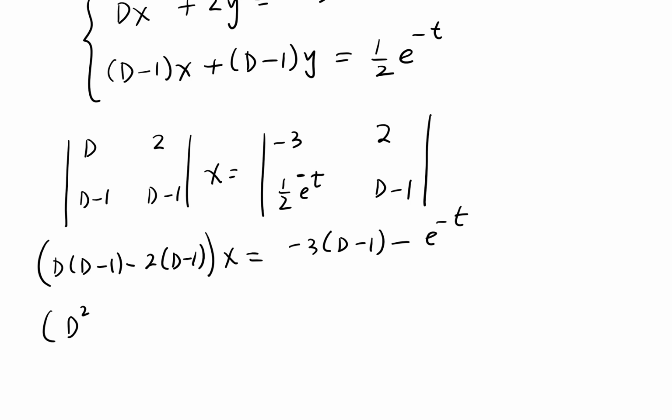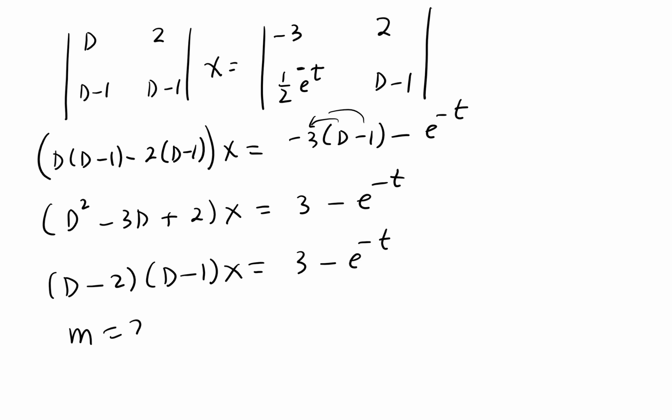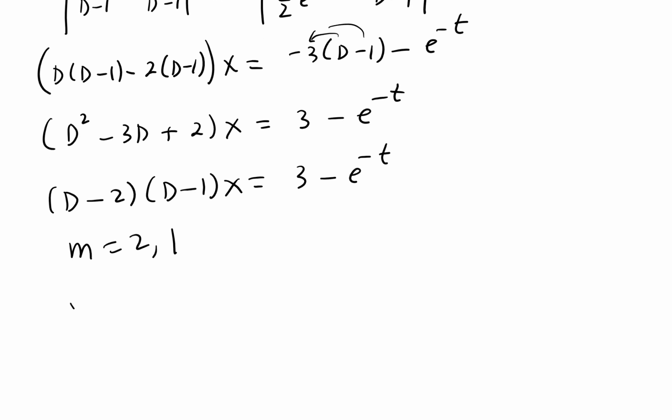D squared minus D minus 2D minus 3D plus 2x. Here the derivative of negative 3 is 0. Negative 1 by negative is positive 3 minus e to the negative t. Then we can factor this as (D minus 2)(D minus 1)x equals 3 minus e to the negative t. On the left side it has solutions 2 and 1 to help us find the complementary solutions. So xc in this case is c1 e to the 2t plus c2 e to the t.